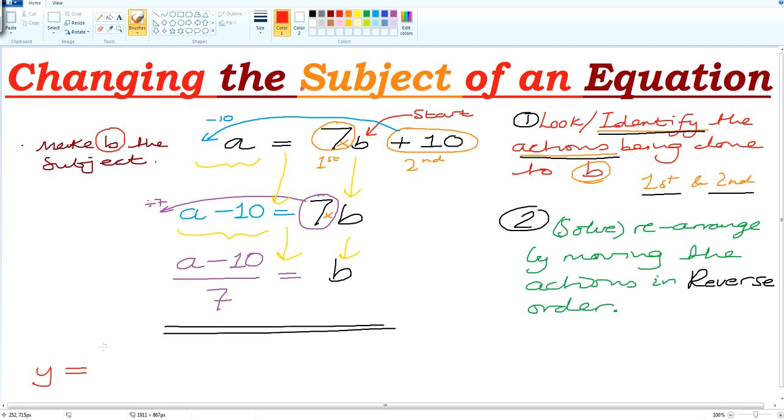So here comes your question now. So y is equal to... so same style of question as the first example. I'm generating some questions for you.